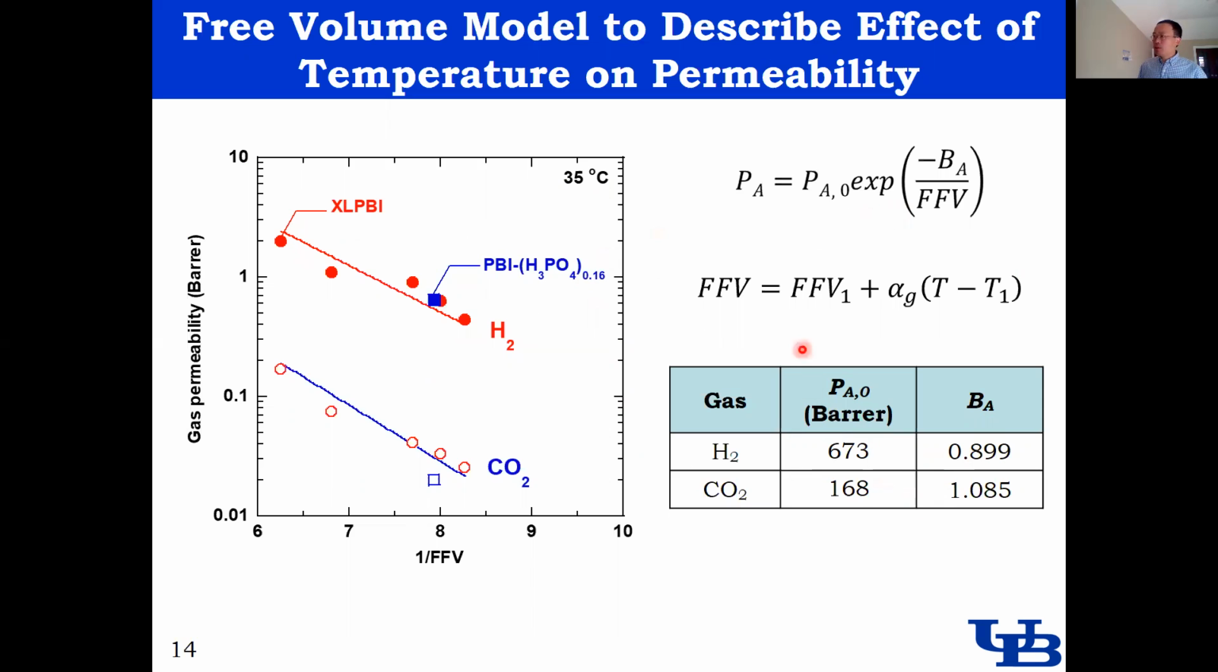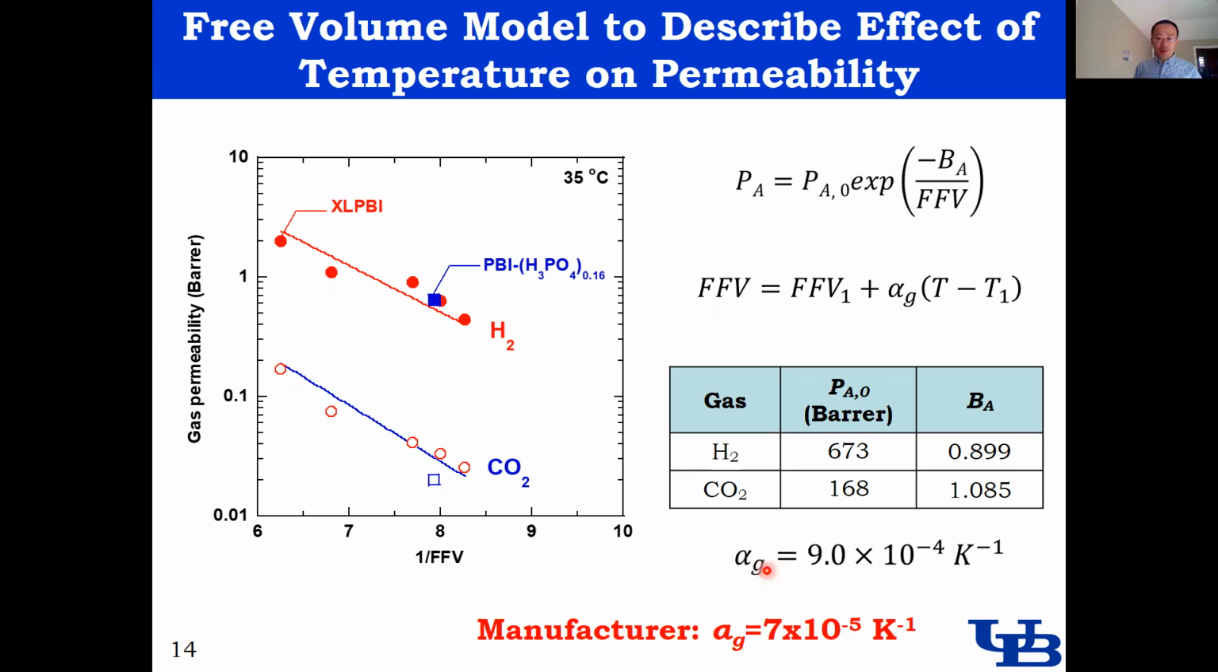We're also able to calculate the fractional free volume at various temperatures with this simple equation. And this alpha G is the thermal expansion coefficient at the glassy state. And this temperature is the target temperature that we want. And by fitting, we are able to get this alpha G as a value of 9 times 10 to the negative 4, 1 over K.